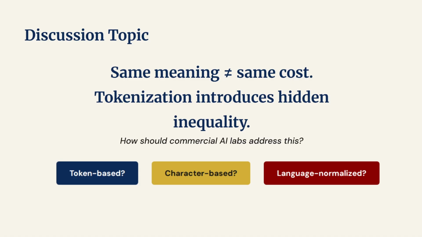One is to continue with token based pricing but improve tokenizer design to better support diverse languages. Another is to move toward character based or byte based pricing, which is more uniform across languages but may not align perfectly with computational cost. The third is language normalized pricing, where the cost is adjusted so that users pay roughly the same for the same amount of meaning regardless of language.